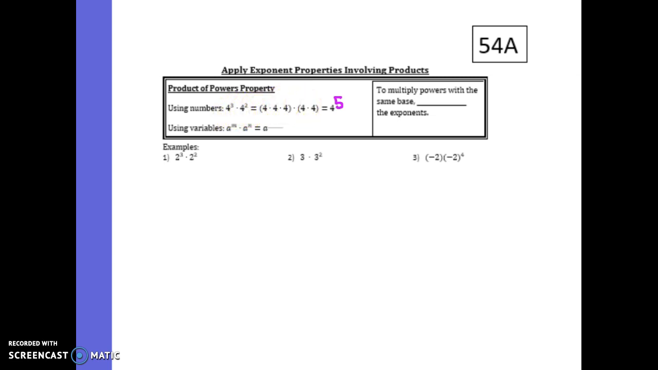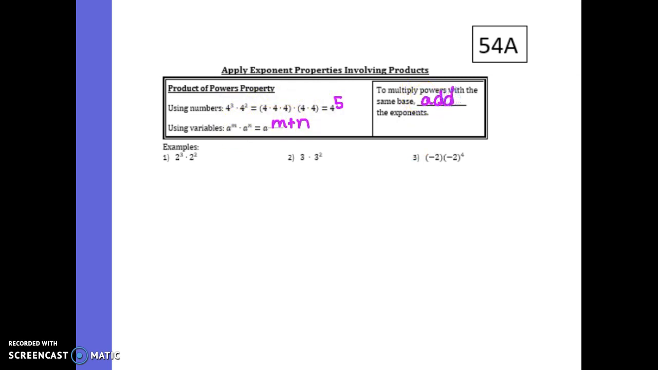With variables, say a to the m power times a to the n power, if we have the same base, and this is crucial, the base needs to be the same, this would be a to the m plus n power. So to multiply powers with the same base, we add the exponents.